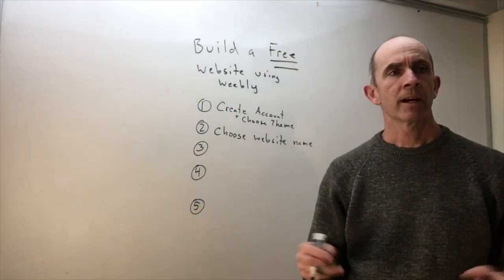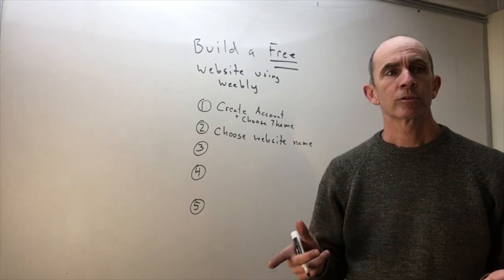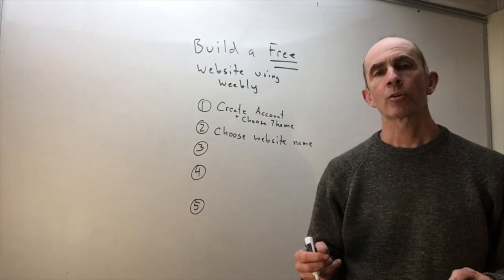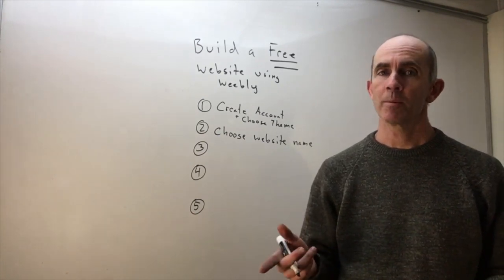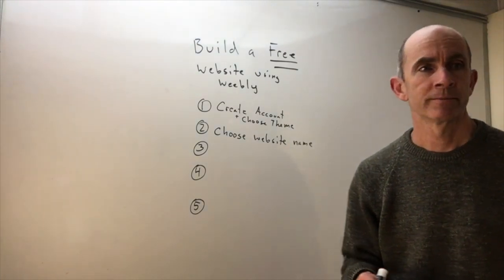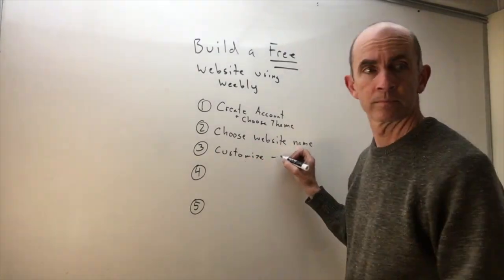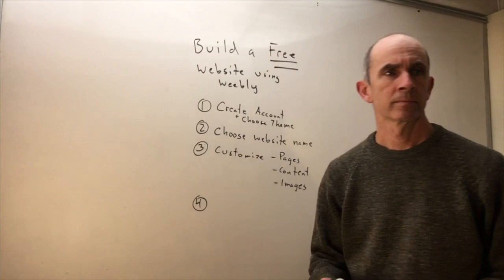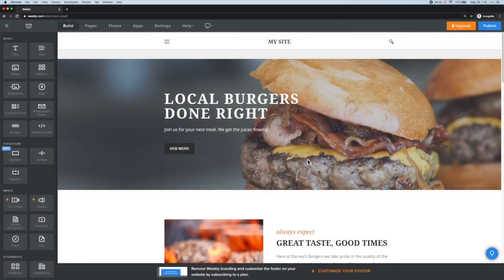Now that you have that done, you need to customize your pages, your content, and your images for the theme that you've chosen. Selected, let's go ahead and edit the site and start with the home page. So we're going to make Burger, the local burger shop, into the local taco shop. You just click on the field and then edit the text directly.